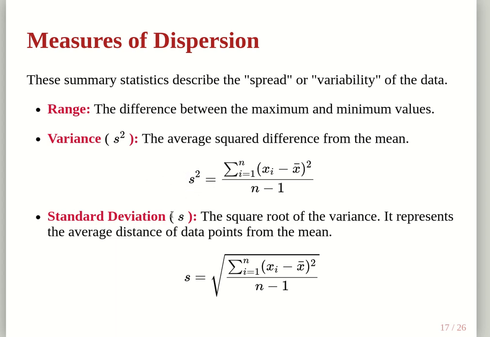Then we're going to have the standard deviation, which, again using a similar notation, is simply going to be denoted as the square root of the variance. So we have here the exact same formula. We are just taking the square root of it to compute the standard deviation.